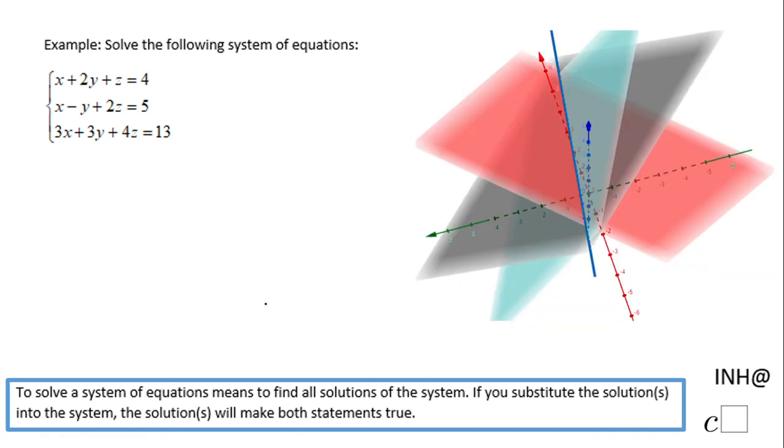You notice here we have 3 planes, each one representing one equation, and they intersect in this line. This is the solution of this system of equations.